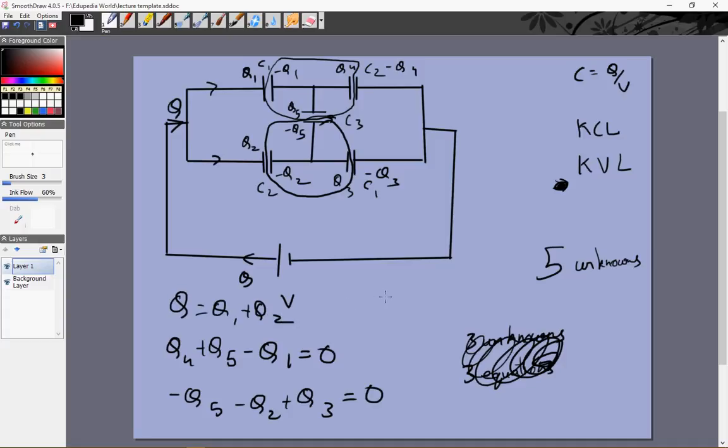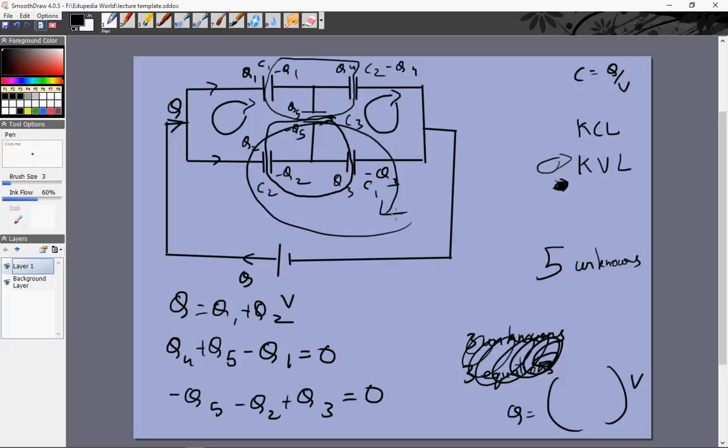Once we are able to find out Q, that will be in terms of V. And you can be rest assured that Q will come out to be some function of C times V, and you can take the ratio to find the C equivalent. Right? So we need two more equations, and those two equations we'll do using KVL. Right? Now, we have three possible loops for using KVL. This is the first loop, this is the second loop, and this whole big one is the third loop.